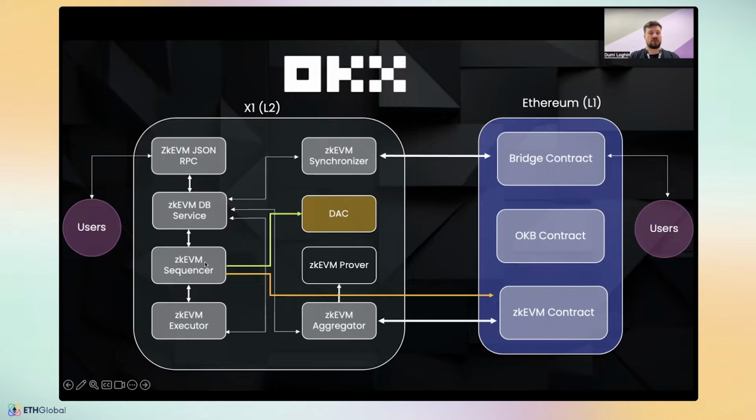Next, once we have batches of transactions, the sequencer will push them to data availability nodes and also tell the aggregator to start creating zero-knowledge proofs for the batches. The aggregator will create tasks for the prover, and the prover will be the component that actually computes the zero-knowledge proofs for the batches of transactions. Once we have these proofs, we upload them on L1 using the ZK EVM contract. In addition to this contract, on layer 1, we have the bridge contract and the OKB contract.